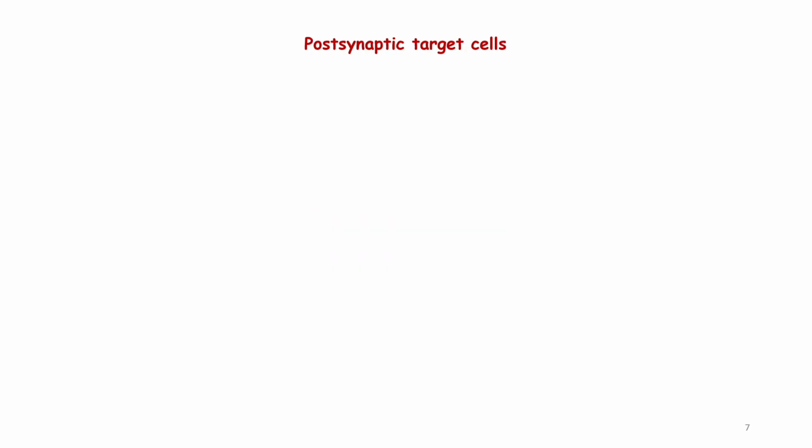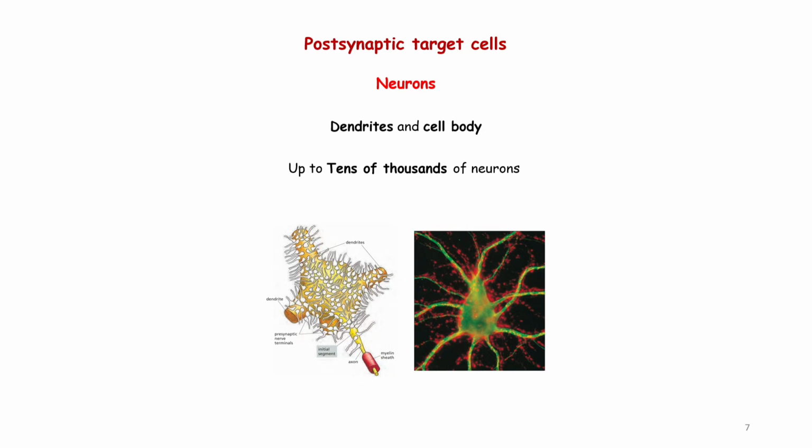Now, postsynaptic target cells could be a neuron, and the dendrites and cell body are the main structures of the neuron that receive the signals. Remember one piece of information: up to tens of thousands of neurons can make synapses with a single neuron. The yellow is the postsynaptic neuron that is covered with presynaptic nerve terminals. And you can see here that the dendrites and cell body are the main structures that receive the signal.